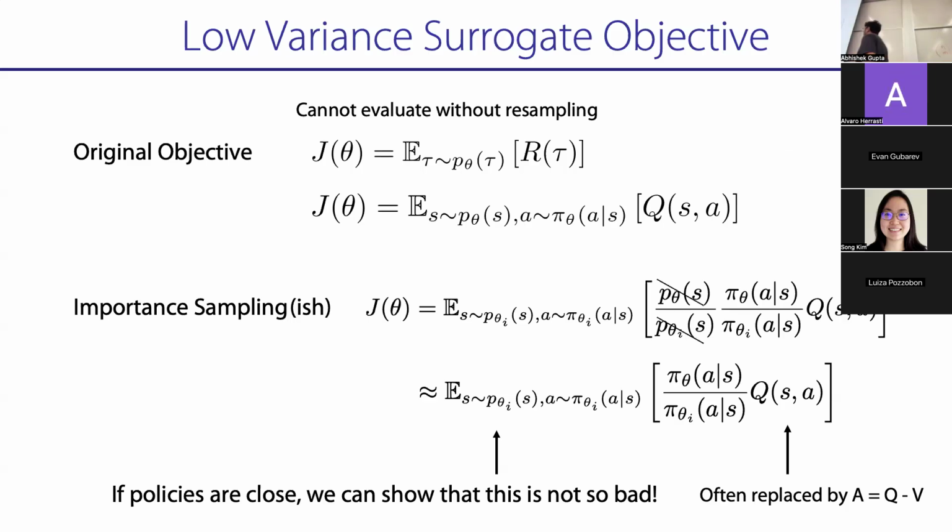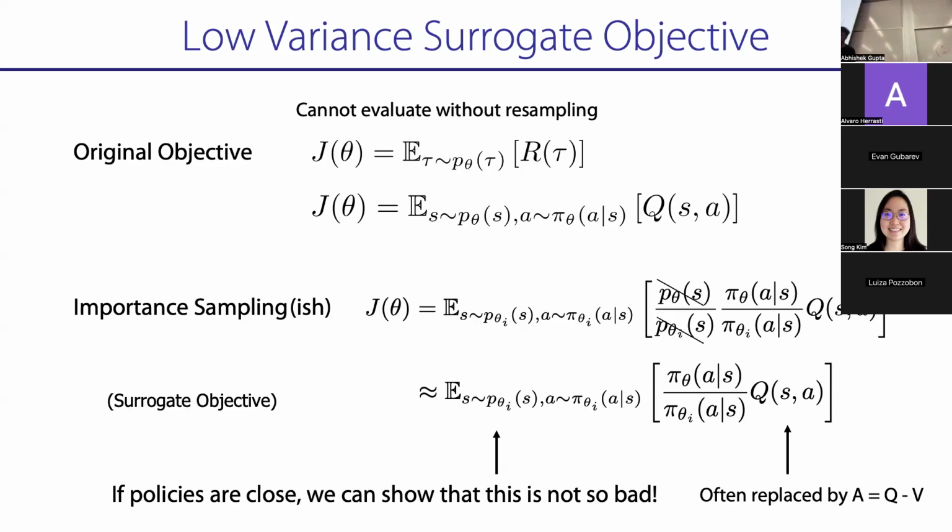Okay. And sometimes in TRPO, you'll replace Q by Q minus V. So V is again your baseline, right? And so Q minus V is often called the advantage, like saying how much better a particular state action pair is than the average action at that state.